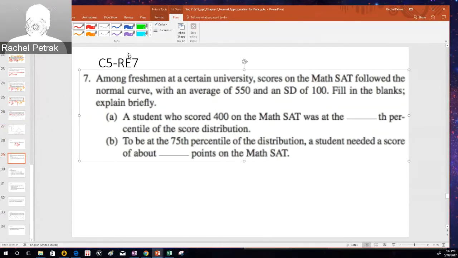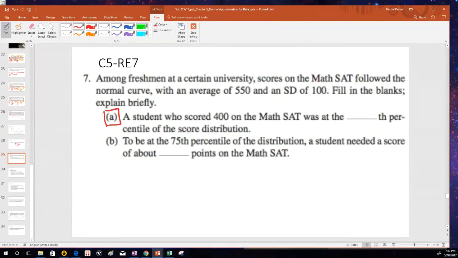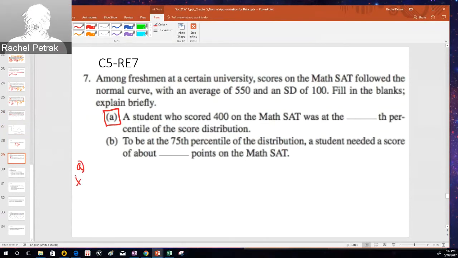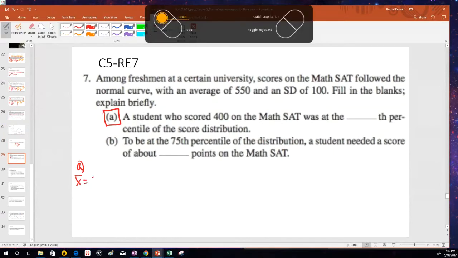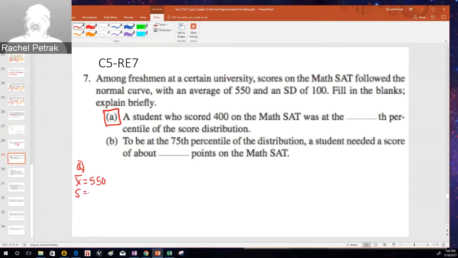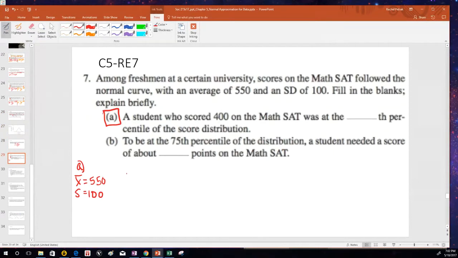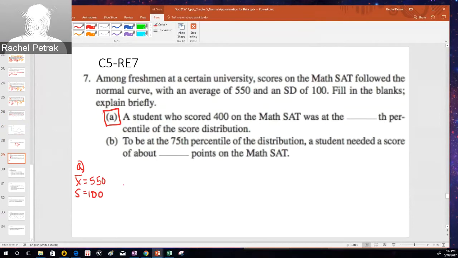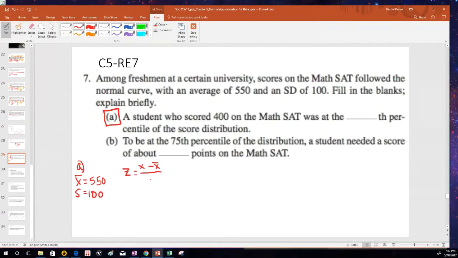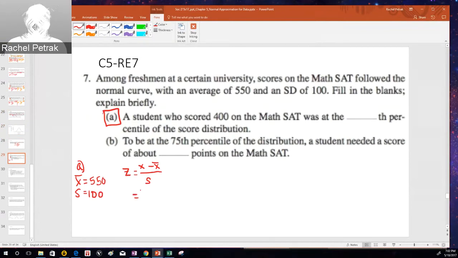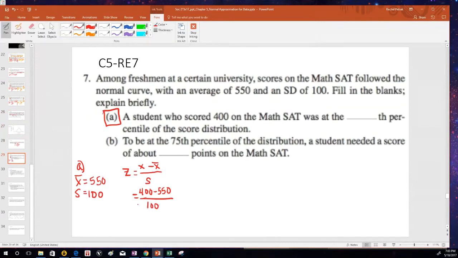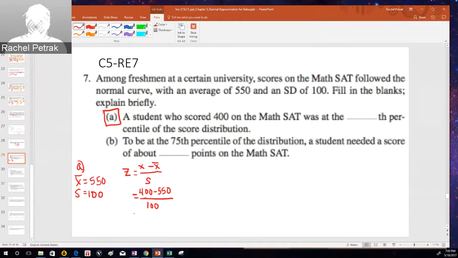Okay, well, we are going to need to do some calculations for this. We know our mean is 550. And our standard deviation is 100. And we want to know the percentile of a score of 400. So we first need to convert 400 to a z-score. The raw score minus the mean divided by the standard deviation is going to then be, our formula will be 400 minus 550 over 100. So this will be negative 1.5.